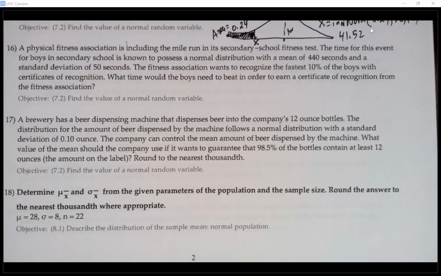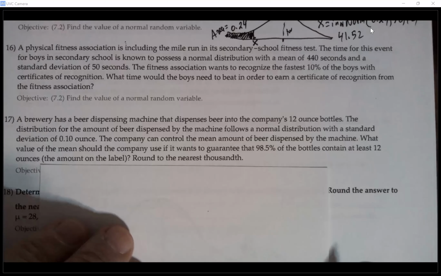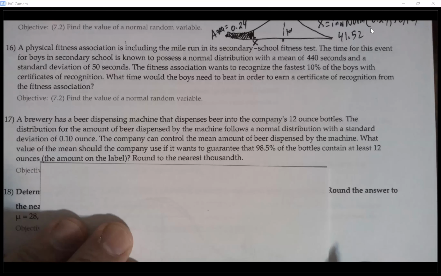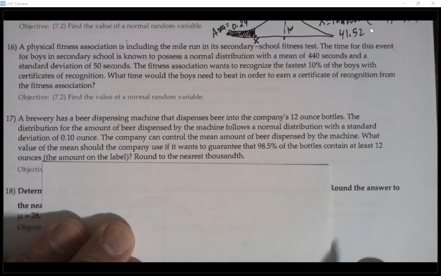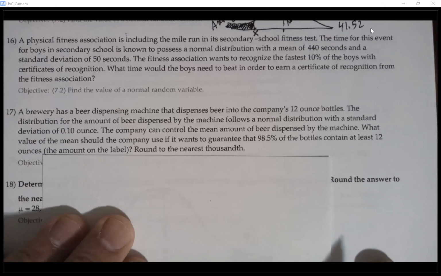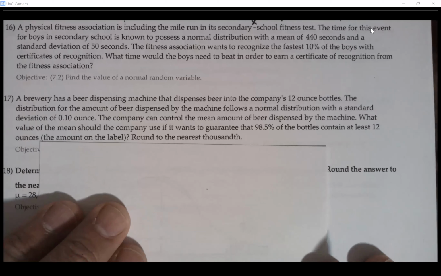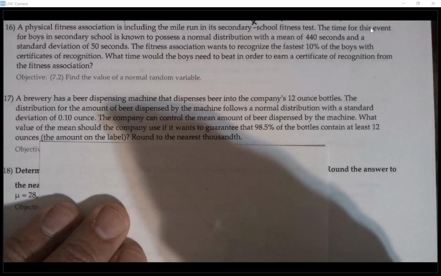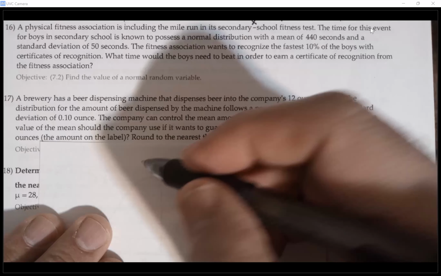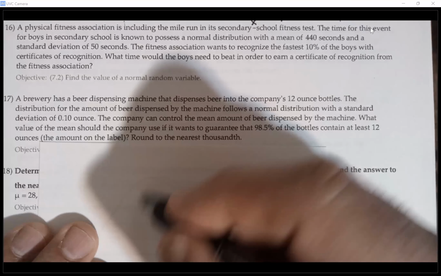So how do we do this one? All right. So he didn't give me the mean. I need to find the mean here. And he says they want to guarantee that 98.5% of the bottles contain at least 12 ounces. So here's how we do this one. That's fine. So this is what we want.